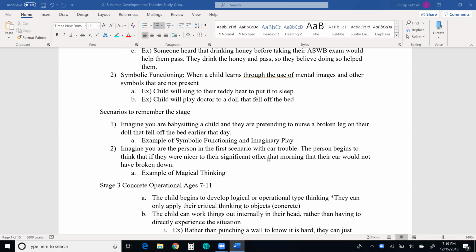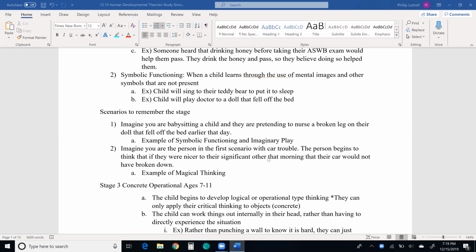Stage 3 is concrete operational. This is where you're able to get operational only with concrete, aka solid, objects. The child begins to develop logical or operational thinking that can only apply their critical thinking to objects. The child can work things out internally in their head rather than having to directly experience the situation. In the prior two stages, the child had to experience everything to get that experience. For example, rather than punching a wall to know what is hard, they can just imagine they would break their hand if they punched it.